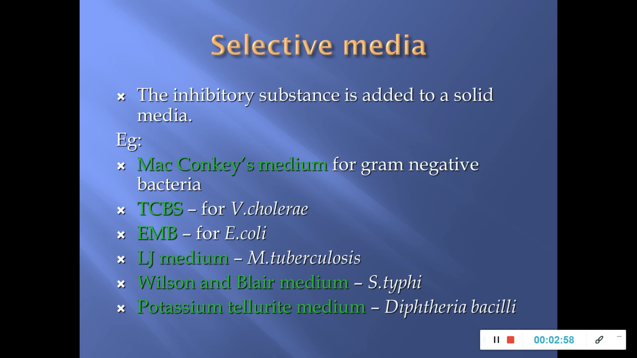So, if you want to isolate that particular organism, you have to take a food sample or whatever it is, and check whether it is capable of growing. If an organism grows on LJ media with a characteristic colony of Mycobacterium, you can identify that probably that particular organism is there in the medium. In the case of Salmonella typhi, we can use Wilson and Blair medium. And in the case of diphtheria bacilli, you can use potassium tellurite media.